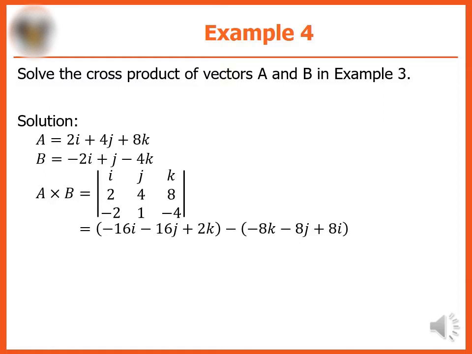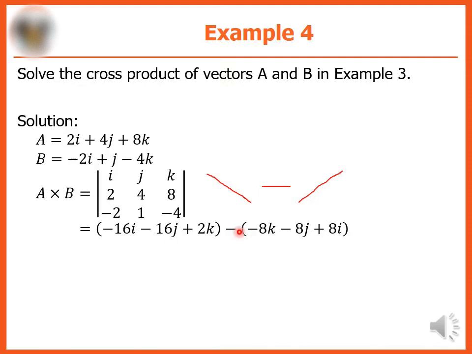First, for solving the determinant, we're going to solve for the diagonal products in this pattern, minus all the products along the other pattern. First, we solve all of these. So we have i times 4 times negative 4, so you have negative 16i. Then you have j times 8 times negative 2, that is negative 16j. Next, k times 1 times 2, that is positive 2k. And then minus.